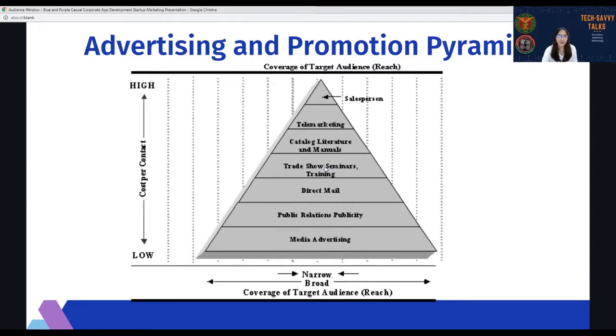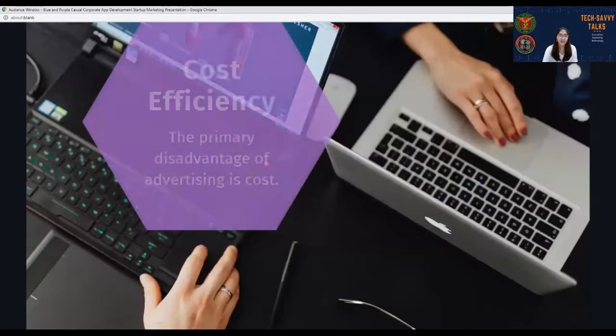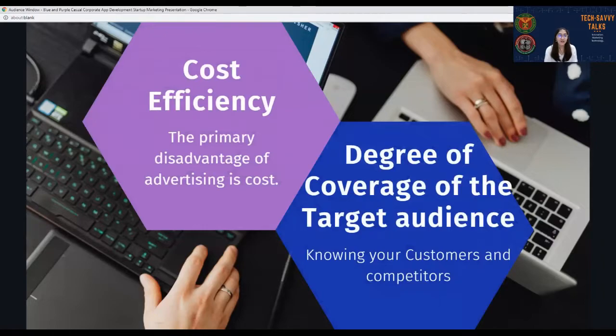Having said this, we need to see the two dimensions of advertising and promotion for us to consider. First is the cost efficiency. The primary disadvantage of advertising is cost. So when deciding how much to spend on advertising, consider our cost, cash flow, as well as our goals. Because spending too much on advertising is risky, while spending too little on it can also cause problems, diba? And sometimes we need to see advertising as an investment in our business to build awareness over the longer term.